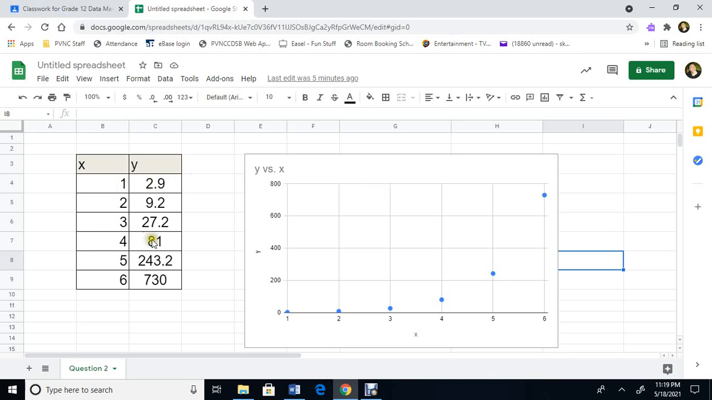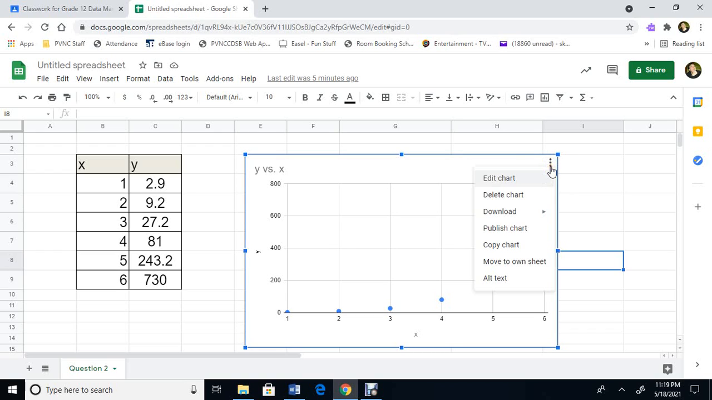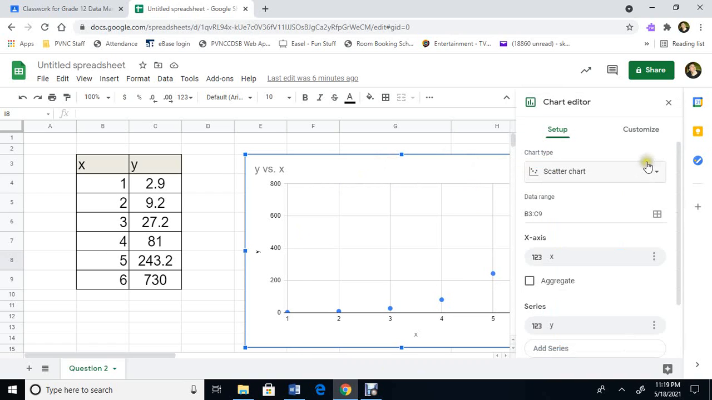So in this video, I'm going to show you how to do different regressions. I've already got the table and I've graphed the table over here, and we're going to figure out which regression works best. So I click on the graph and the three dots, and I'll edit the chart so I can figure out my regression line.